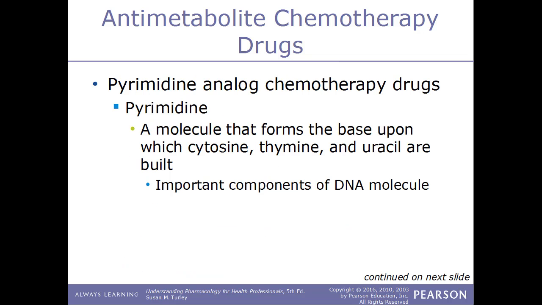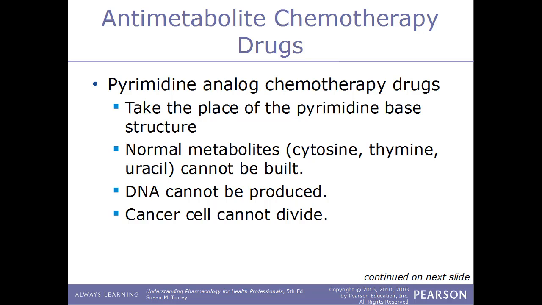Now, a class of the antimetabolites that's related to this is the pyrimidine analog chemotherapy drugs. And the pyrimidine is a molecule that forms the base upon which cytosine, thymine, and uracil are built. So the other two nitrogenous bases found in DNA, cytosine and thymine, are classified as pyrimidines. And uracil is a modified form of thymine that's found in the compound RNA.